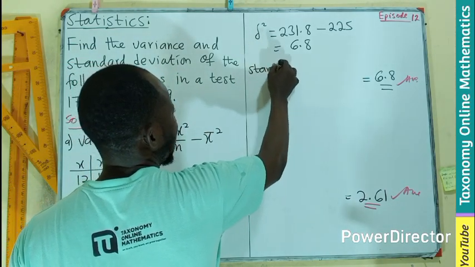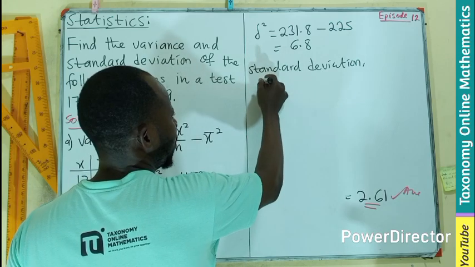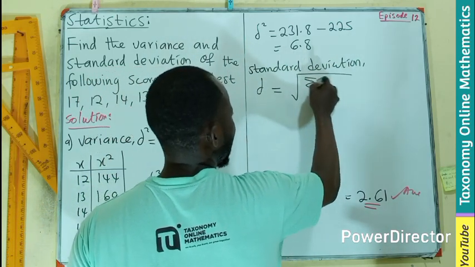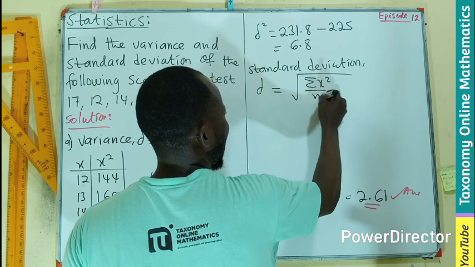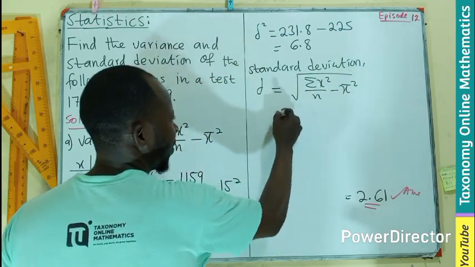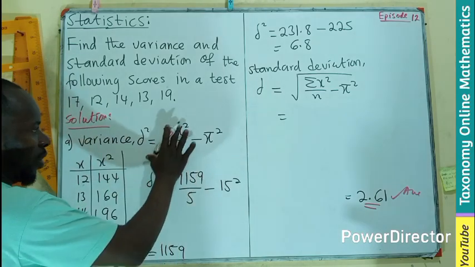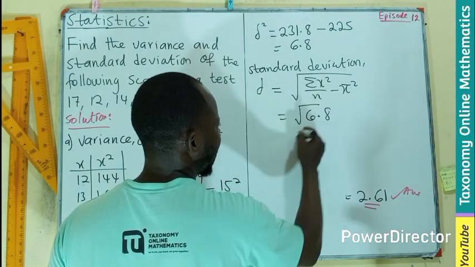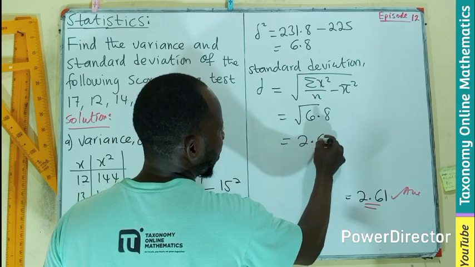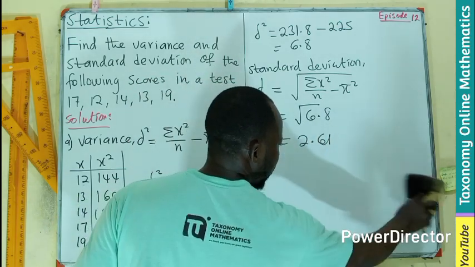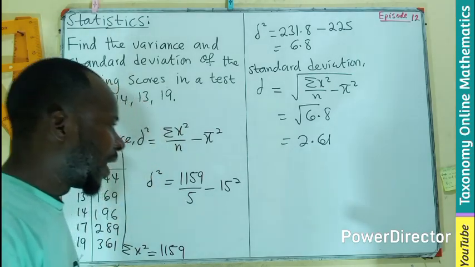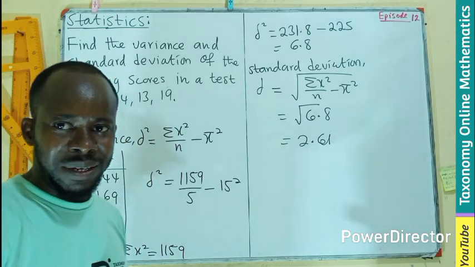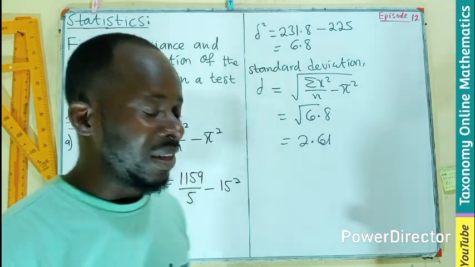So your standard deviation is the root of sigma x squared over n minus the mean squared. Everything I'm having here is what we have represented here, which becomes the root of 6.8, and that still gives you 2.61, just like we have in the previous method. So you can see that using the first method or the second method gives us the same answer.